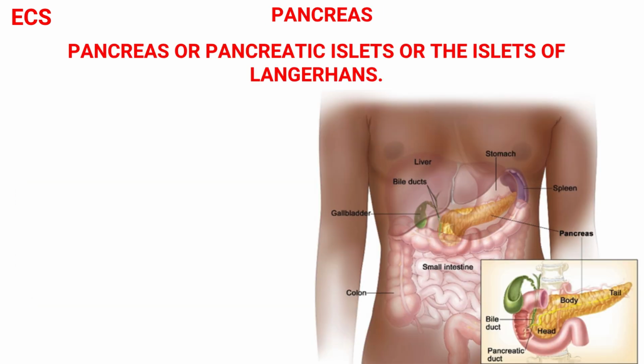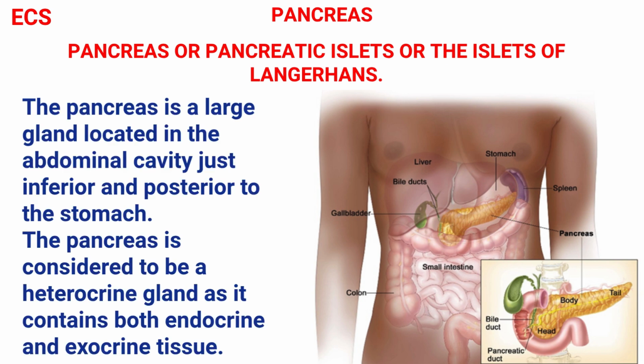Now we will cover the pancreas, or the islets of Langerhans, or pancreatic islets. The pancreas is a large gland located in the abdominal cavity just inferior and posterior to the stomach.